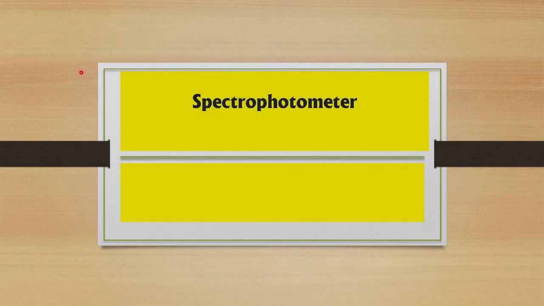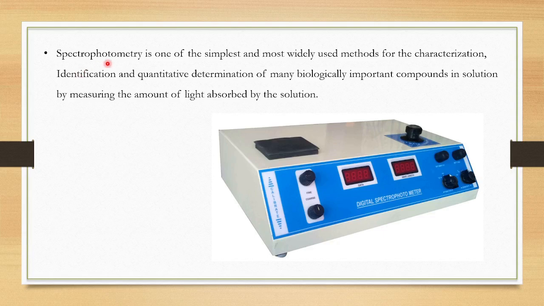Let's see what is a spectrophotometer. So this is an instrument, a spectrophotometer. Spectrophotometry is one of the simplest and most widely used methods for the characterization, identification and quantitative determination of many biologically important compounds in solution by measuring the amount of light absorbed by the solution.